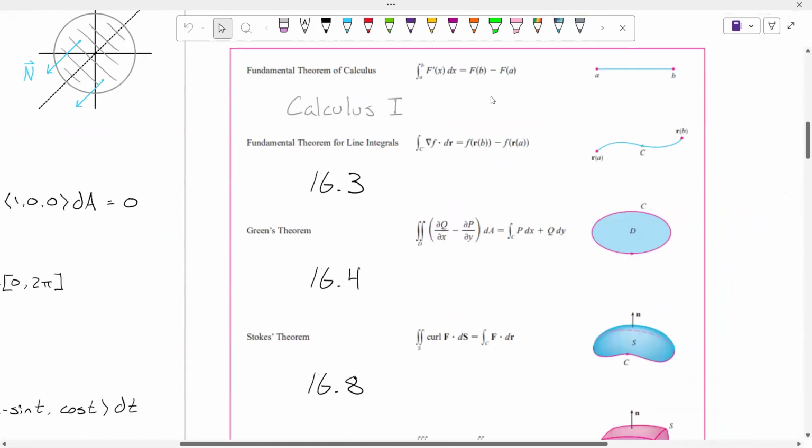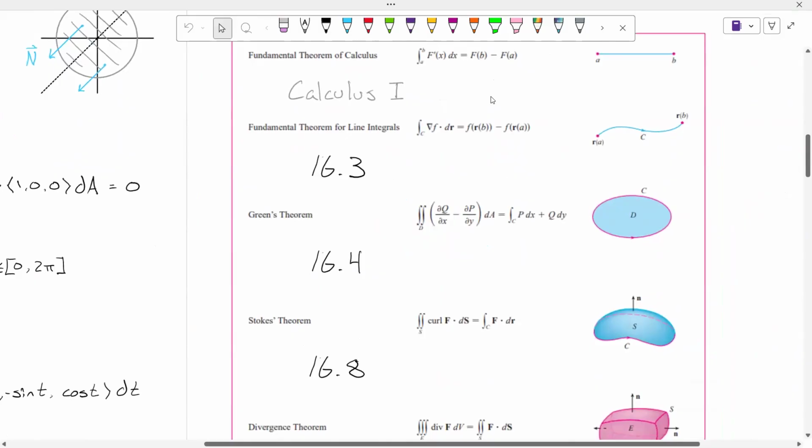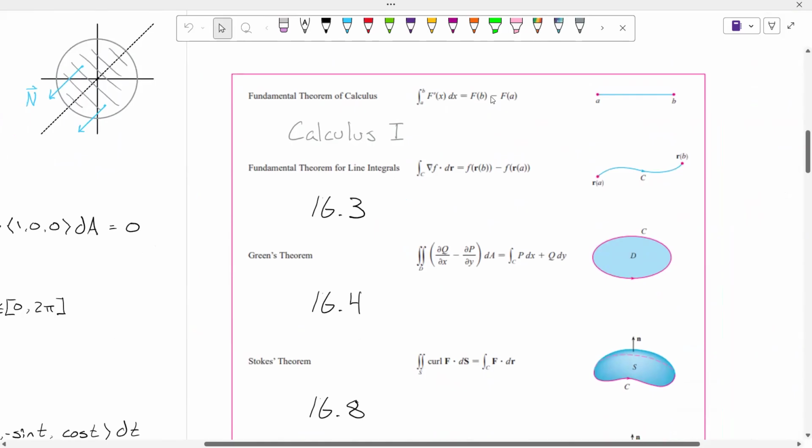Instead, I want to come back to this page out of the textbook. I think I've brought it up a few times, but we're going to keep going with it because pretty much everything we do in chapter 16 is some version of the fundamental theorem of calculus. And that includes Stokes' theorem. It is just a retelling of that fundamental theorem of calculus.